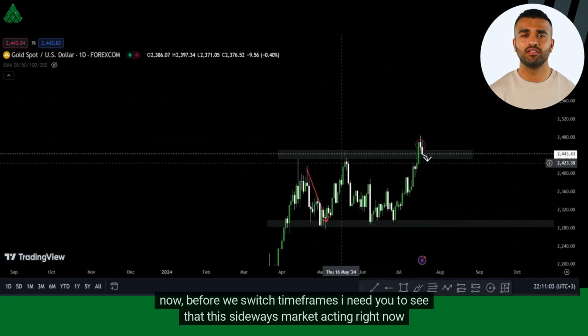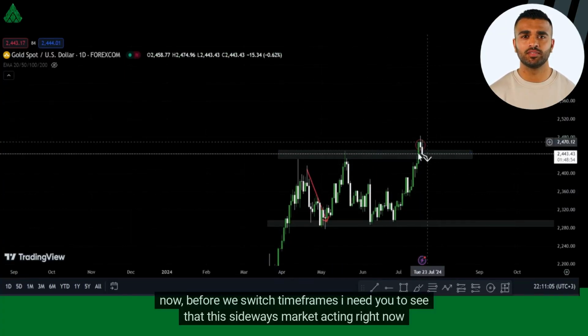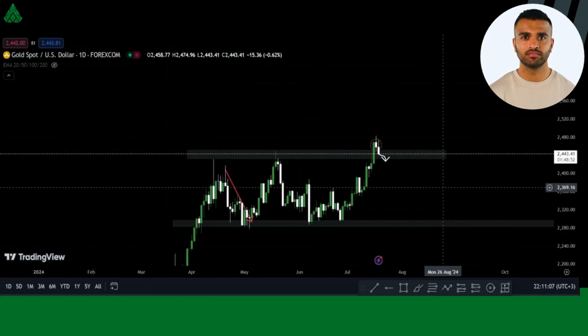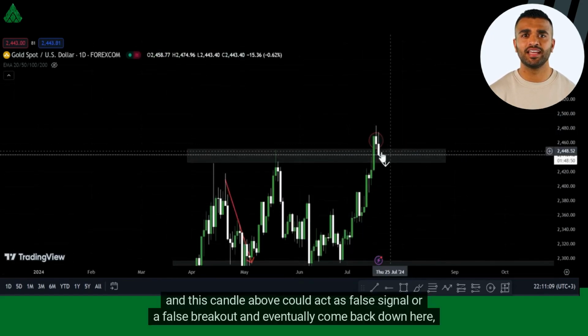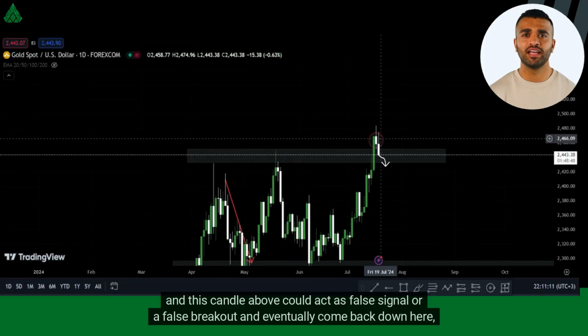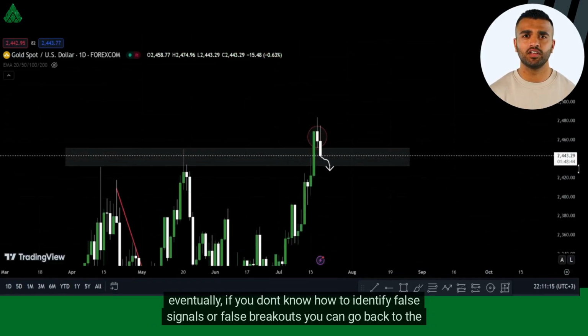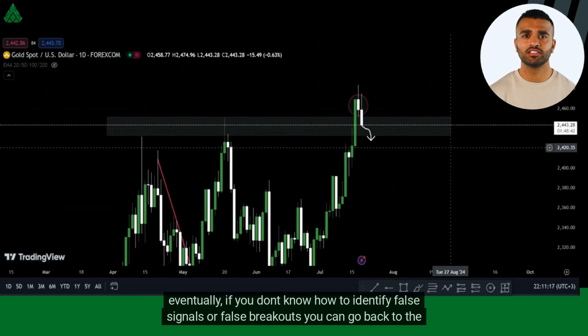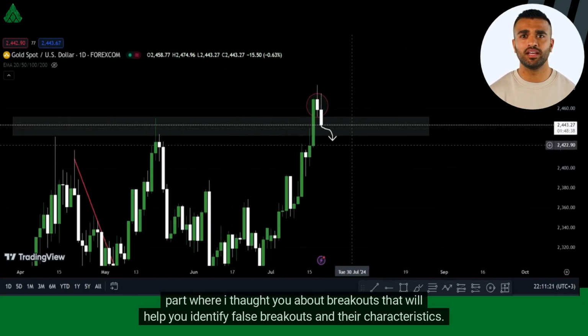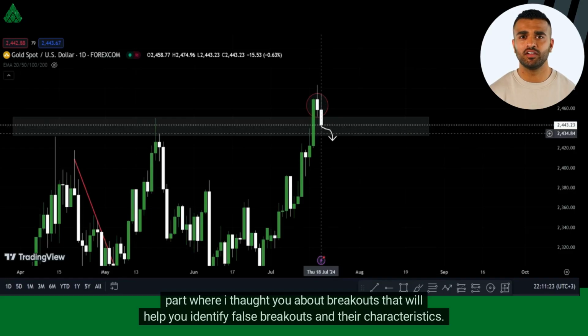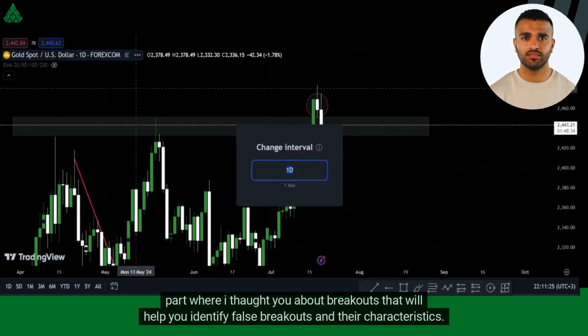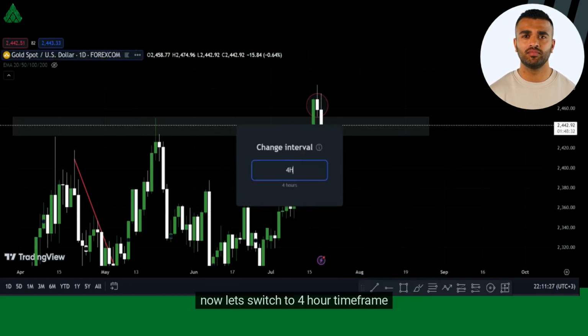Now, before we switch time frames, I need you to see that this sideways market acting right now, and this candle above could act as a false signal or a false breakout and eventually come back down here. If you don't know how to identify false signals or false breakouts, you can go back to the part where I taught you about breakouts that will help you identify false breakouts and their characteristics. Now let's switch to the 4-hour time frame.